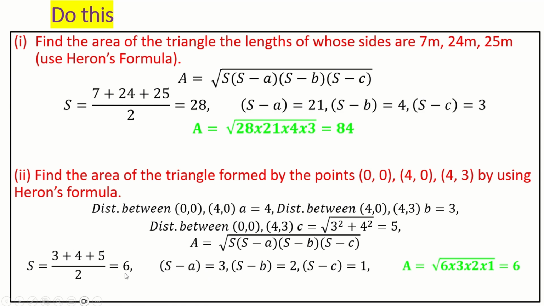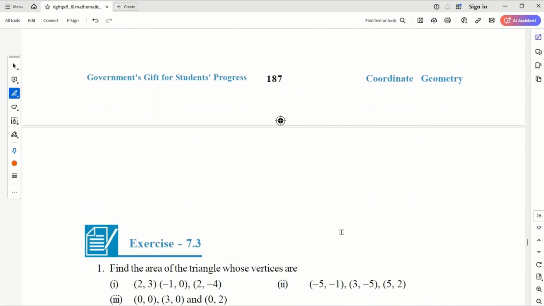Okay, calculate the s, which is 6, and then the other values, then area is equal to 6 square units. Area is 6 square units. Okay, now let's go to the exercise section.